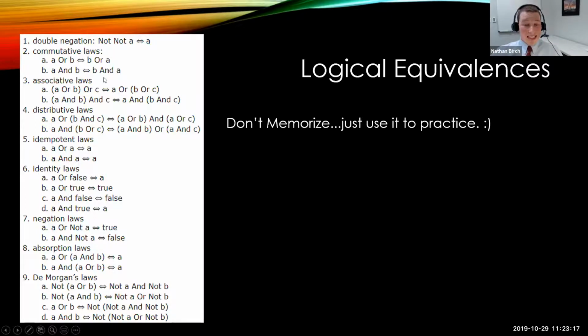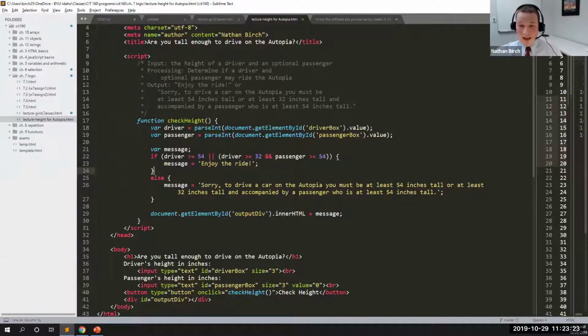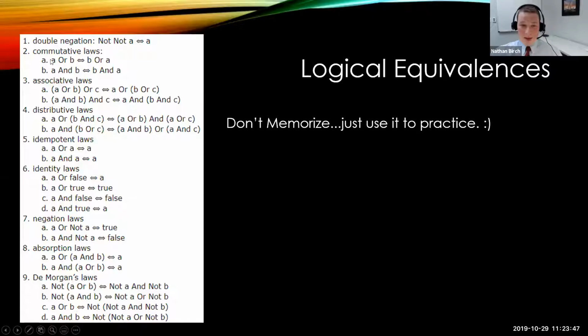It's important to understand that they exist. If I have a piece of code, let me pull up my text editor here. If I have drivers greater than or equal to 54 and this condition, this would be the exact same thing as saying, wait for it, that. I changed the order, but with this inclusive or, the order really doesn't matter. And so it will equate to the exact same thing. That is an example of a commutative law where A or B is equivalent to B or A. Same as A and B is equivalent to B and A. All of these laws hold true.